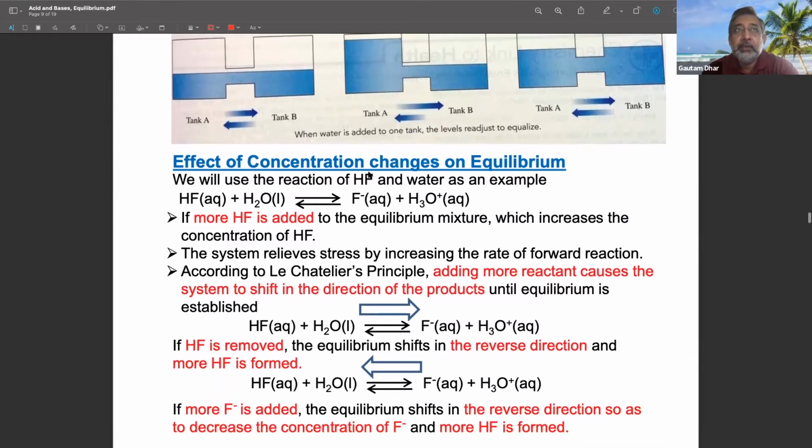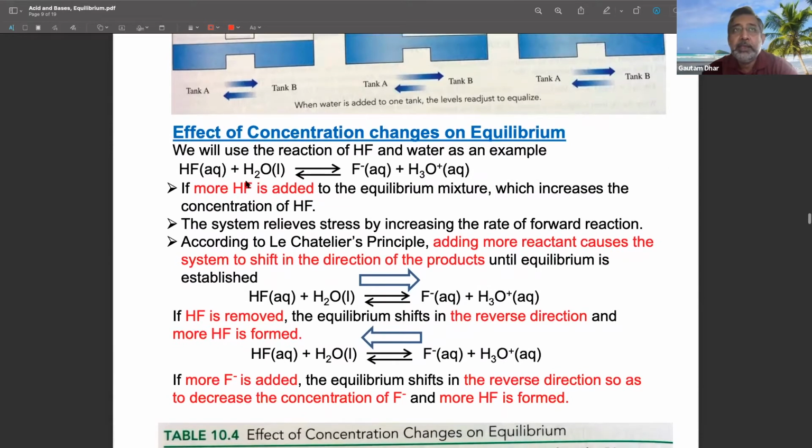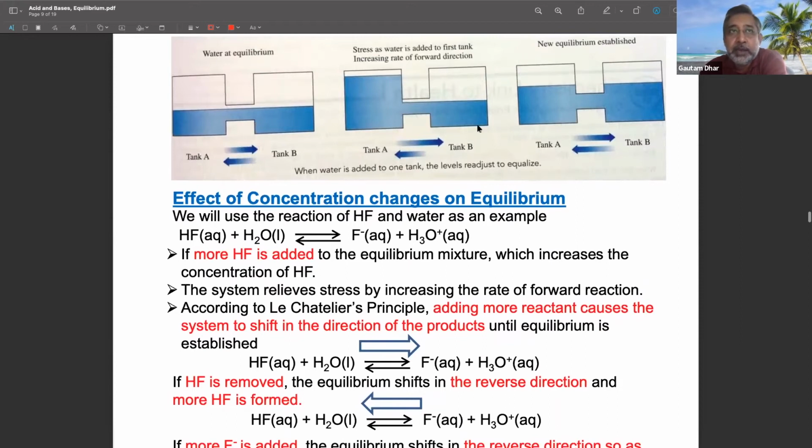Now, the effect of concentration changes on equilibrium. A good example here is HF plus water. Try to form the analogy with the tank. If I add HF into the reaction, what happens? Which direction will it move? It's a reactant, right? It will try to decrease the reactant, so it will move in the forward direction, towards the right. Now, what if I add F minus? To the left. That means it will move in the reverse direction, forming more of the HF. What if I add H3O plus, which is an acid?